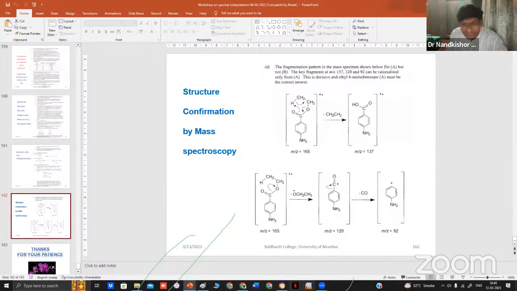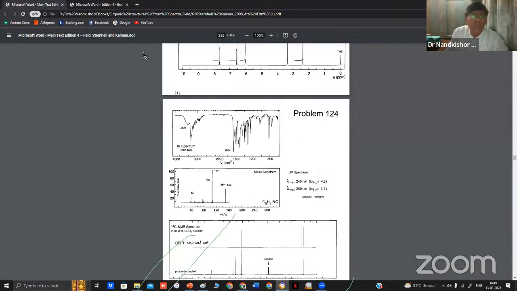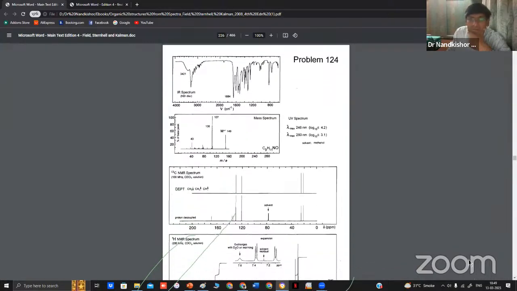Now let's see another structure which I would like to discuss with you, that is structure number 124. Okay, let's see this 124 structure. Now this structure is having a similar type of unit, 124.